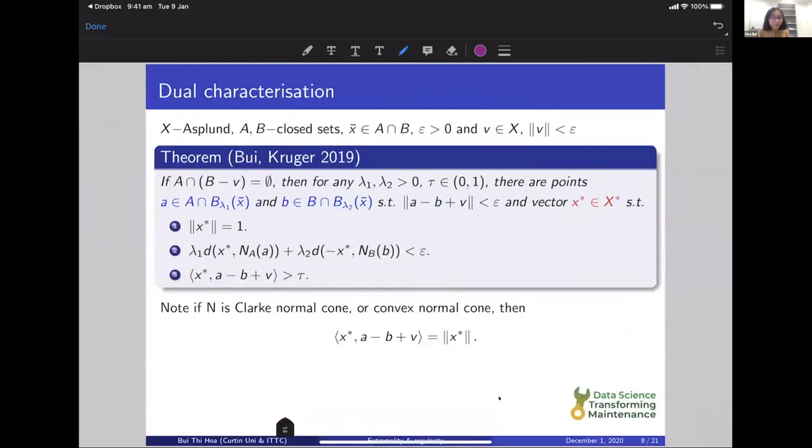But if N is a Clarke normal cone or a convex normal cone, or X has a differentiable norm, then we will have the exact inequality here. So we don't need tau, so tau equals 1. So we know exactly what the vector X star is.